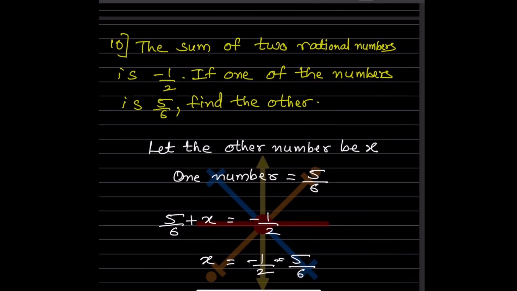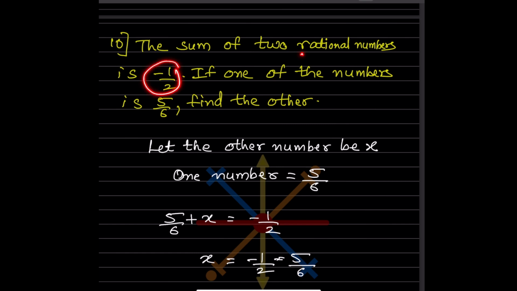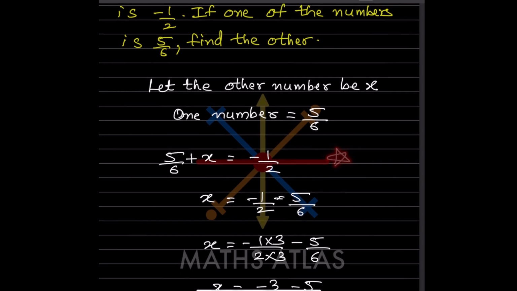Again here it's given the sum of two rational numbers is minus 1 by 2. If one of the numbers is 5 by 6, find the other. So let the other number be x. One number is given, which is 5 by 6. So 5 by 6 plus x, because that is a sum. When you add both of them, the sum is minus 1 by 2, so it is equal to minus 1 by 2. This is the important step again.